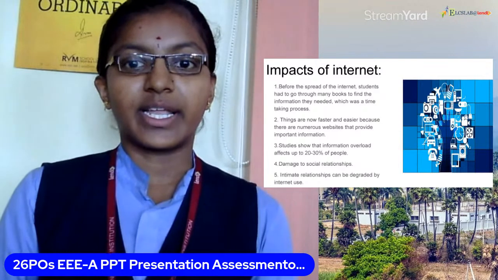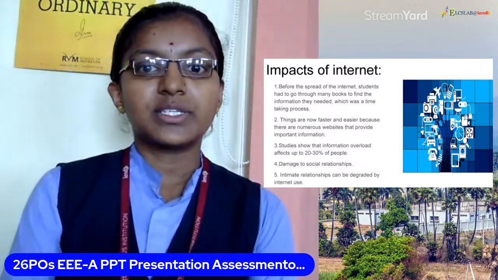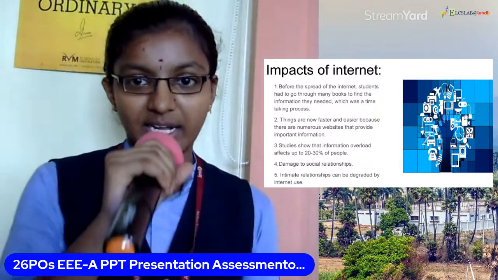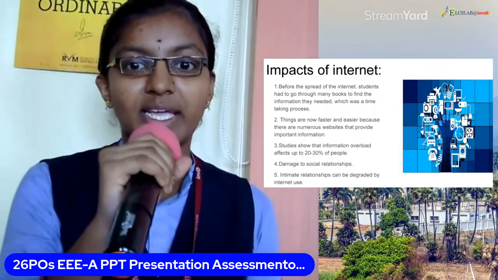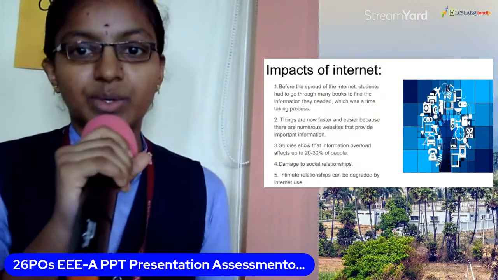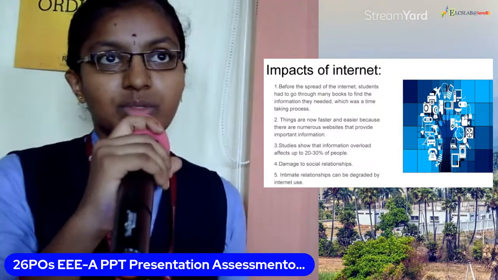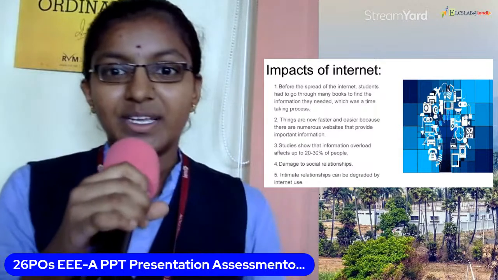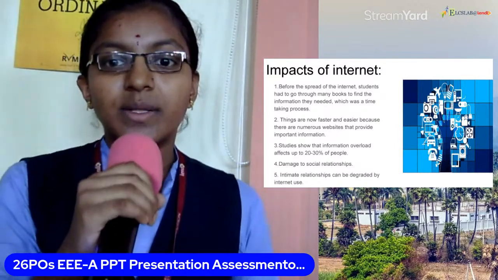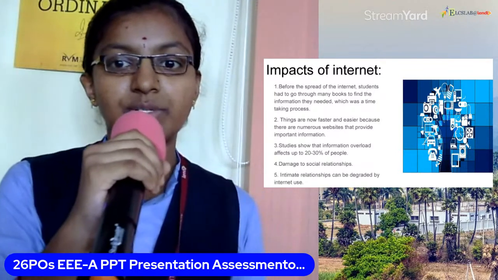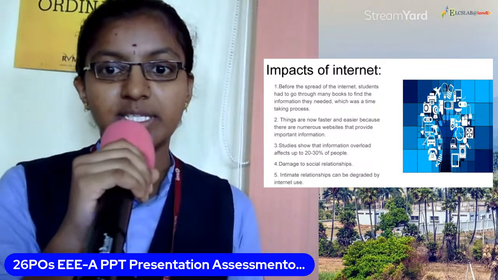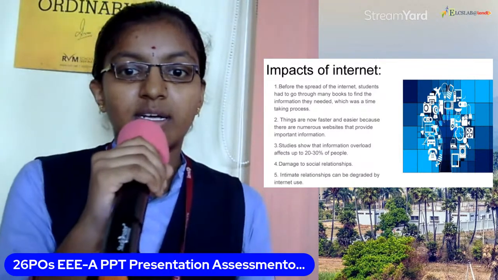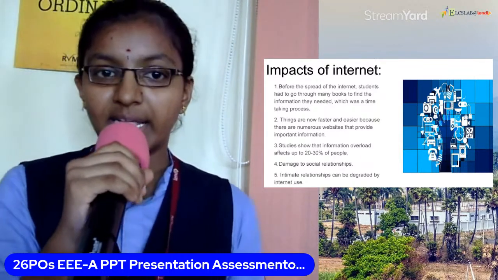What are the impacts of the internet? Before the spread of the internet, students had to go through many books to find the information that was needed, which was a time-taking process. But nowadays, students go through the internet to search when they have a doubt. Information overload affects 20-30% of people. Internet usage can damage social relationships, and intimate relationships can be degraded.